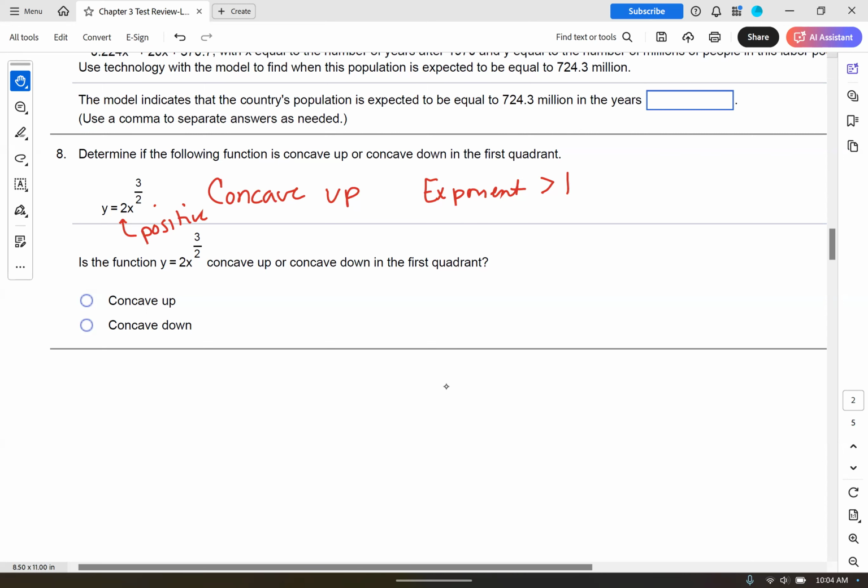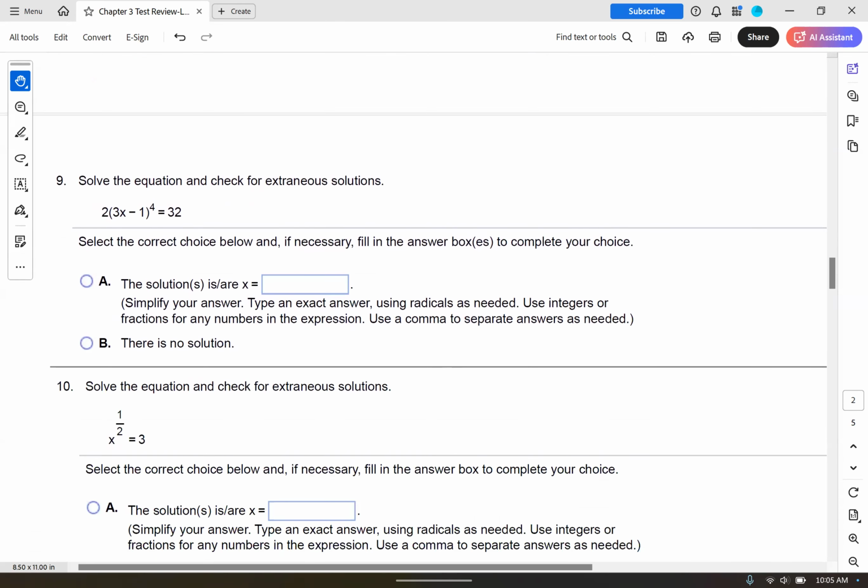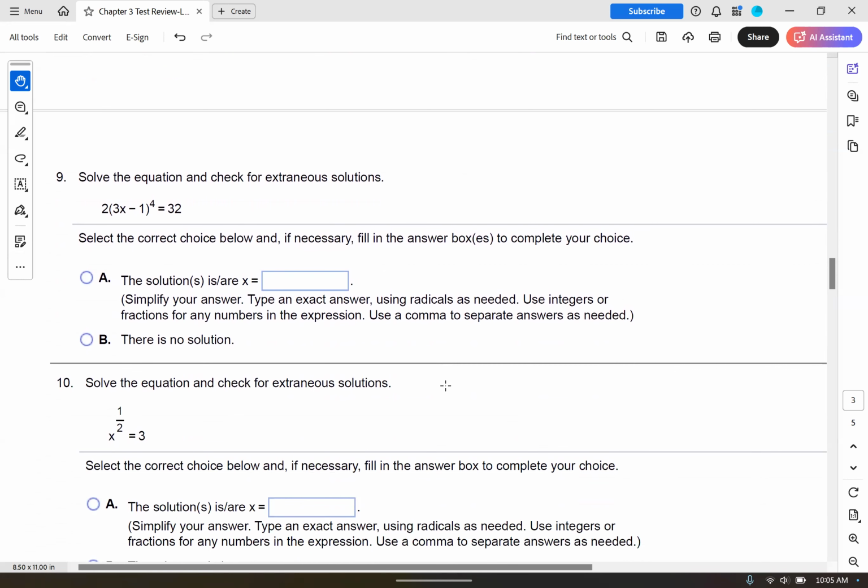Now, the coefficient does need to be positive also, by the way. Otherwise, it does weird things. We can talk about that later. So it is concave up. And that's all there is to the question. Should you get that one right? Yes, I agree. All right, what's next?